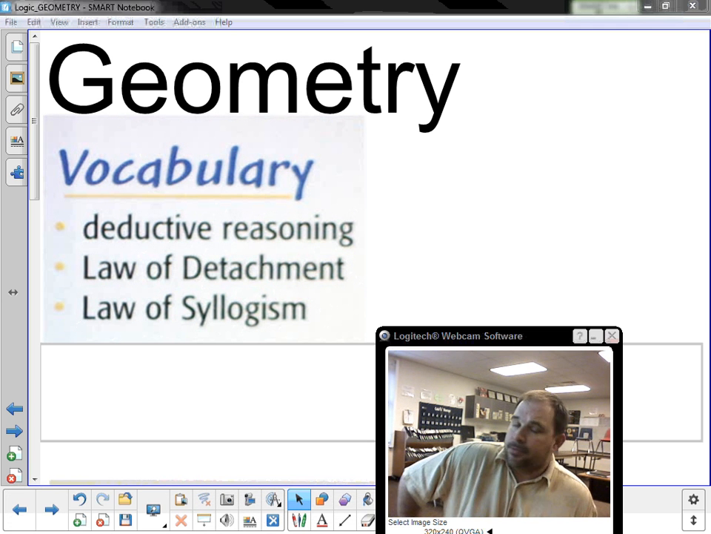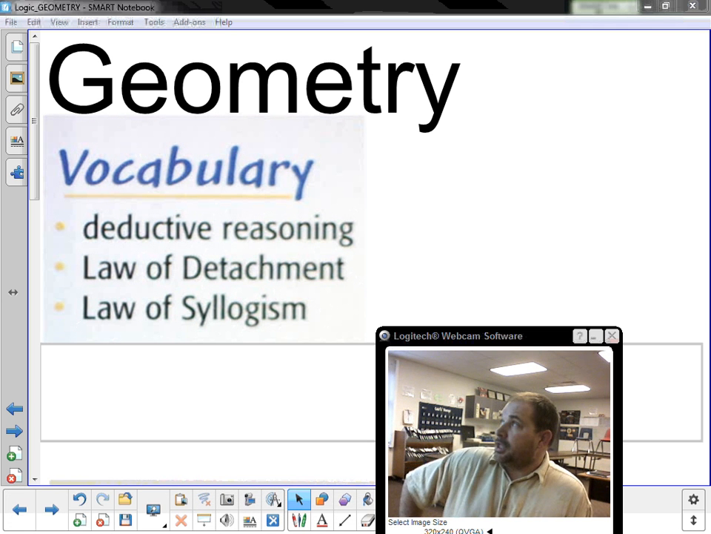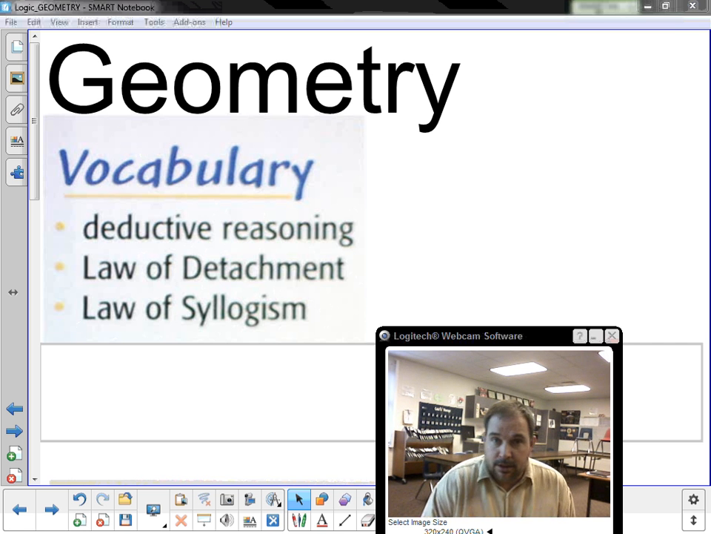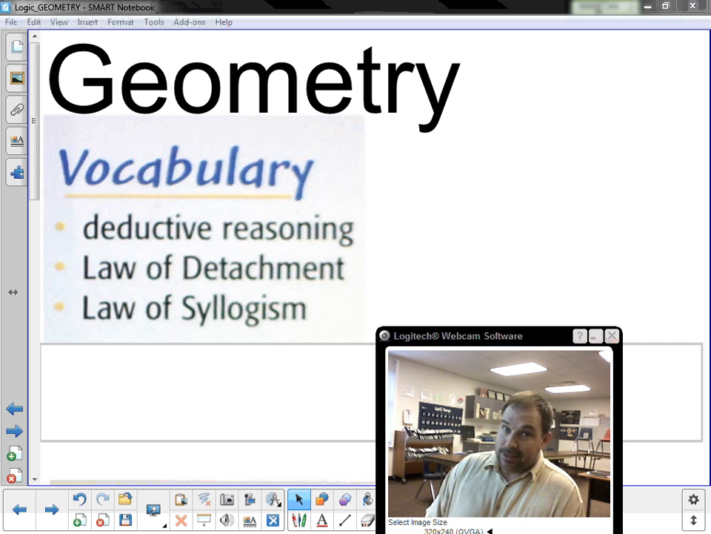Hello, geometry. Some more logic. As you look at the board, you'll notice that we have some new things on there. One of the big things is we have deductive reasoning. And the two statements that we have are the law of detachment and the law of syllogism. And we're going to talk more about those as we go through this particular video, this lesson on it.